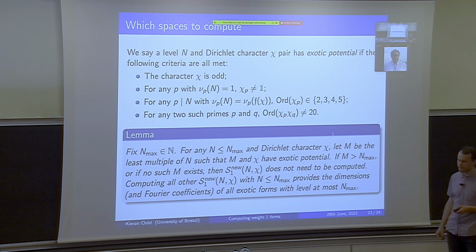So we say if we look at the least multiple m of n such that m and chi have exotic potential, if it's greater than the level that we actually wanted to compute up to, or if there's no such level, then we don't need to bother computing it. And otherwise, computing everything else gives us the dimensions and Fourier coefficients of all the exotic forms with level at most n max.